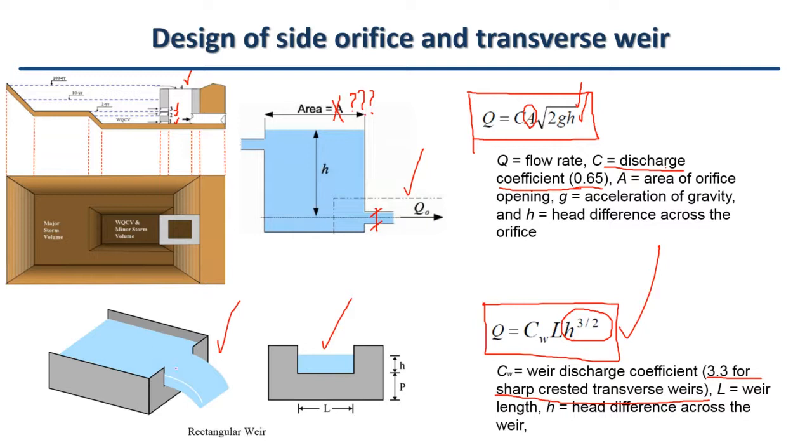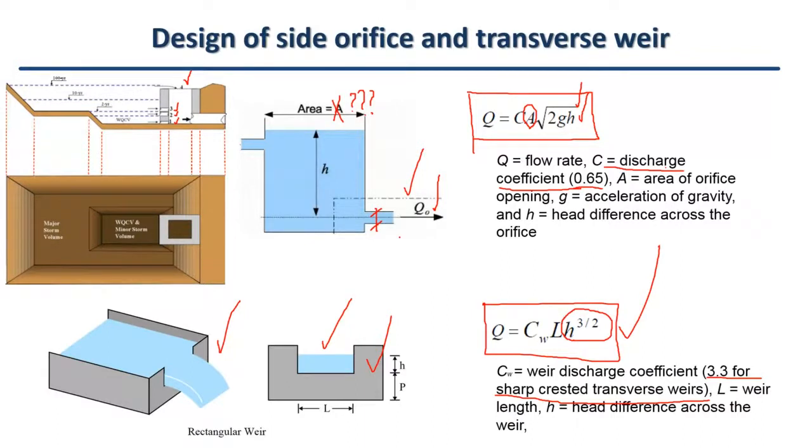So with a higher level, if the water rises in the weir, the discharge is much larger. If the water level rises inside the tank, the reservoir or the detention pond, whatever you have, the water comes out through this kind of orifice.